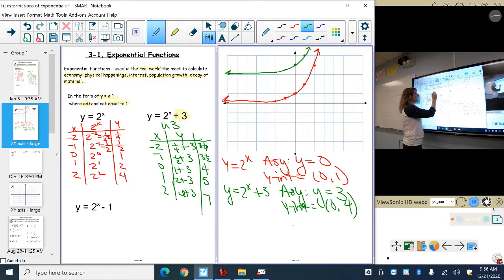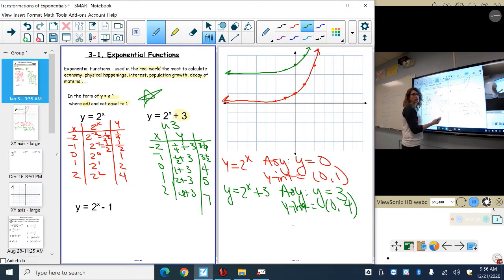So this is what your brain is thinking as you're doing the graph. But whenever you have the original parent function and you know it's just a translation, you take every point and you simply move it up 3 units.